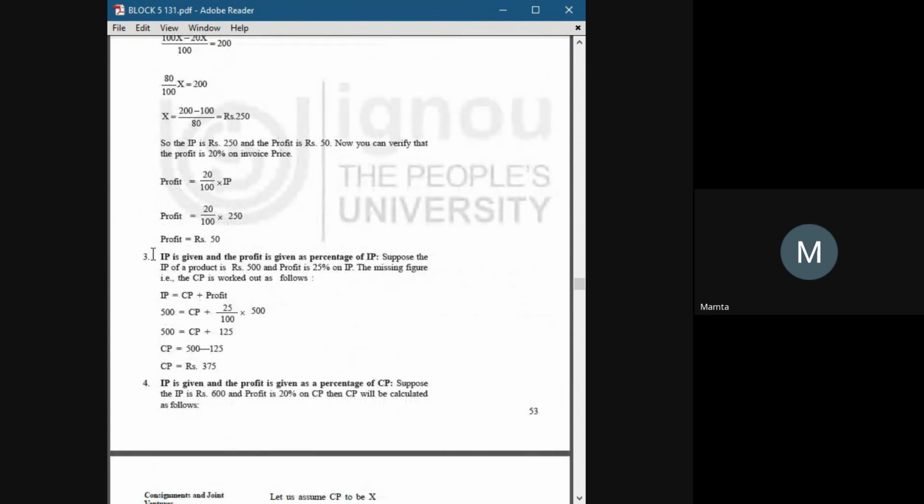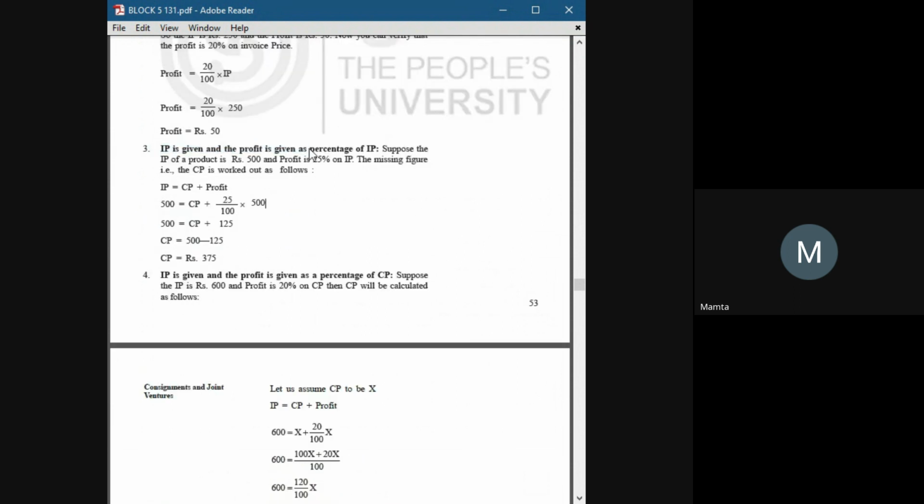Now going to the third point: IP is given and the profit is given as a percentage of IP. Suppose IP of a product is rupees 500. IP is provided to you, so simply put 500 under the IP section, and profit is 25% on IP. So 25% of 500, simply one by four of 500, which is 125.